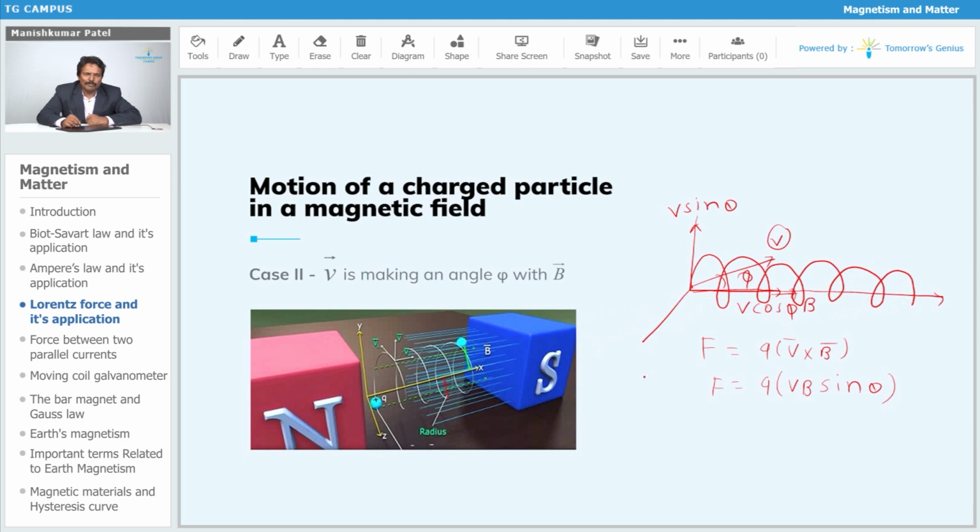So it is performing both the motions: it is performing the circular motion as well as moving in the forward direction. So this is about when you project that charge with a certain angle phi, that is how it is going to move, or it is going to perform that helical path situation.